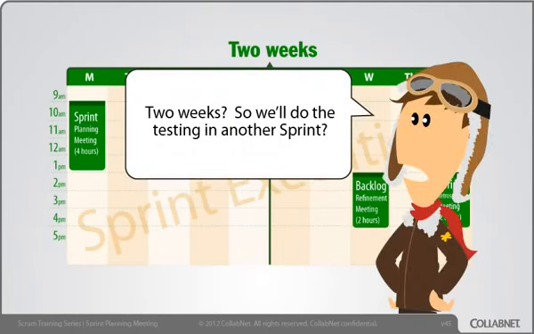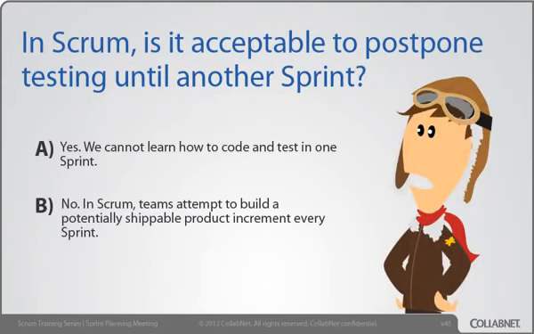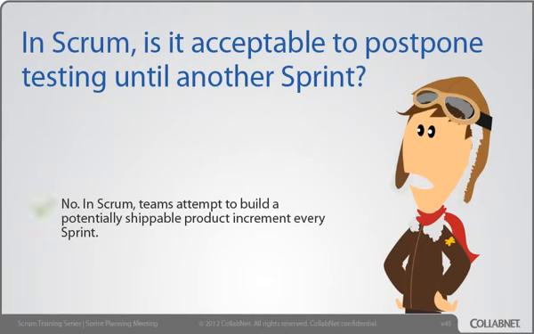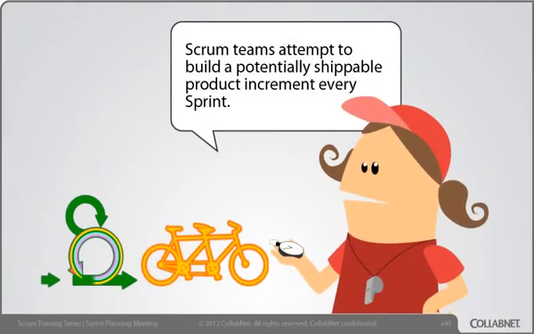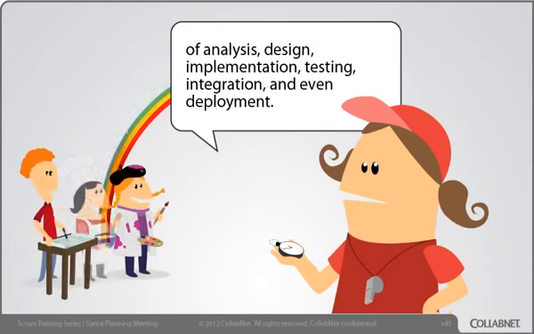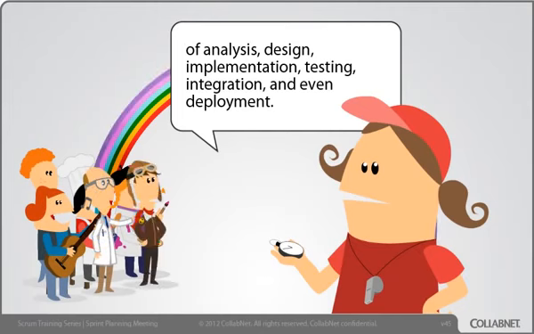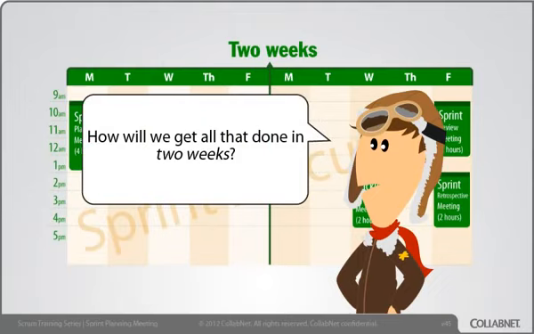Two weeks? So we'll do the testing in another sprint. Scrum teams attempt to build a potentially shippable product increment every sprint. This requires every sprint to have a mix of analysis, design, implementation, testing, integration, and even deployment. How will we get all of that done in 2 weeks?